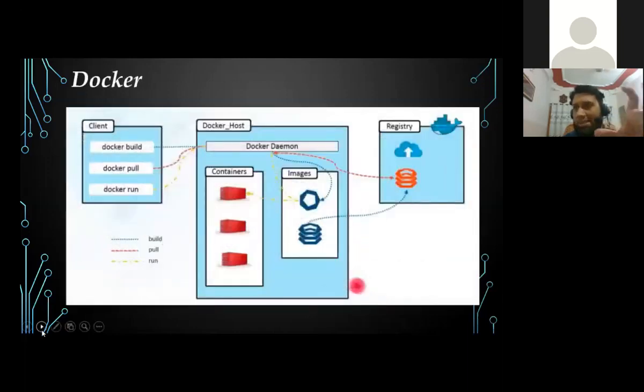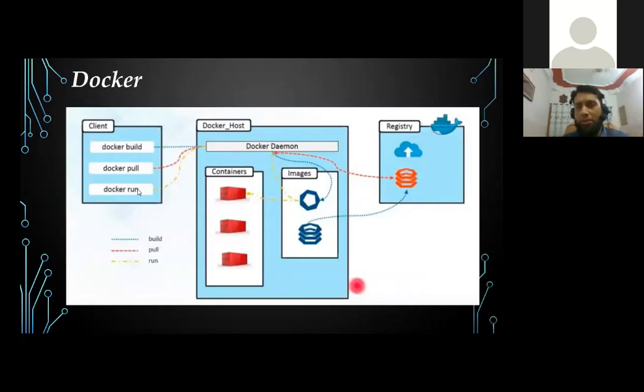So this is a basic diagram of how containers are made. At the client end, we build a container, or we can pull a container from somewhere else, and then we run the container. Run is something like opening the container so the application can come out.